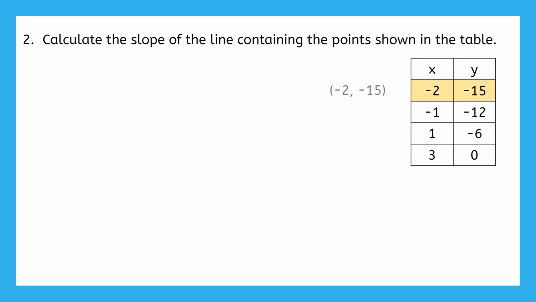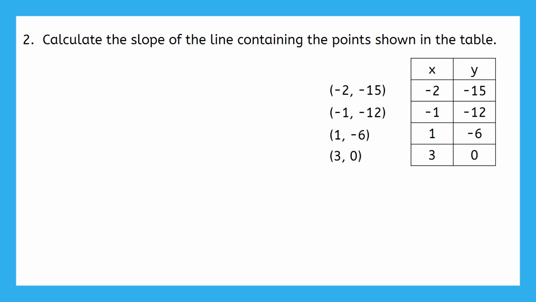Negative 2, comma negative 15 is a point on the line, along with negative 1, comma negative 12, and 1, comma negative 6, and 3, comma 0.